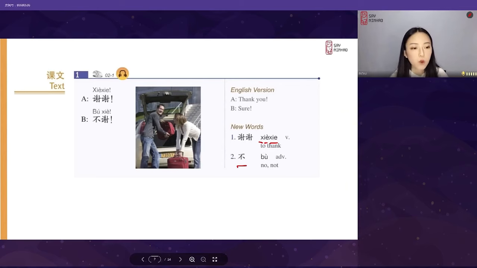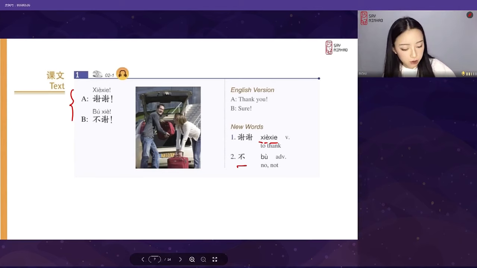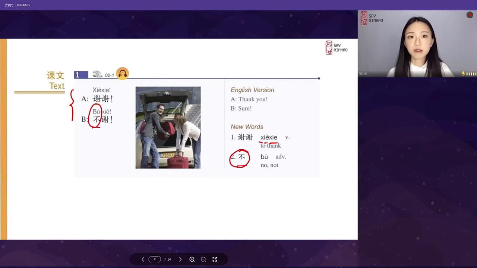Next one is 不, a fourth tone word, it means no, not. Okay, now let's see the text. A said, 谢谢. B said, 不谢. In here, we can see this 不 is the same as this one, but the tone is different. 谢谢 means thanks, and 不谢 means no thanks, then it's okay, don't mention it.